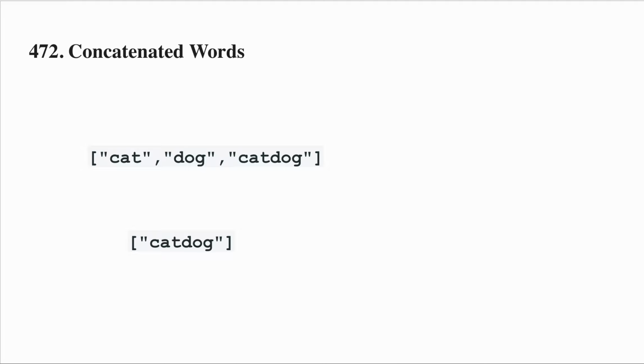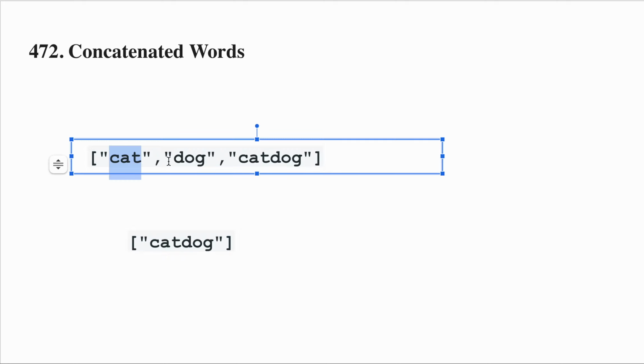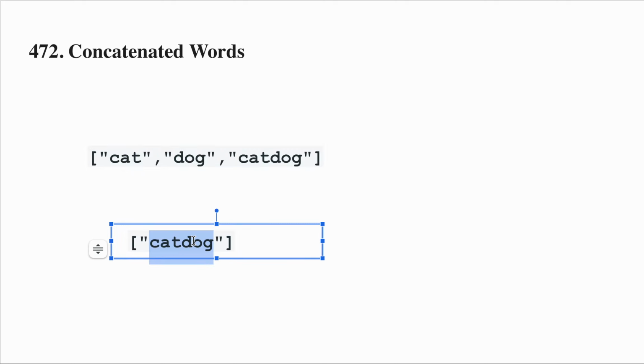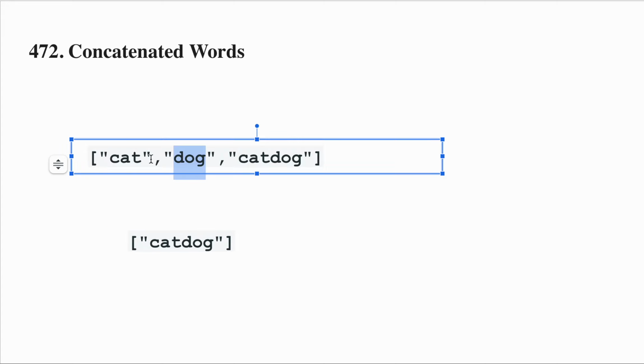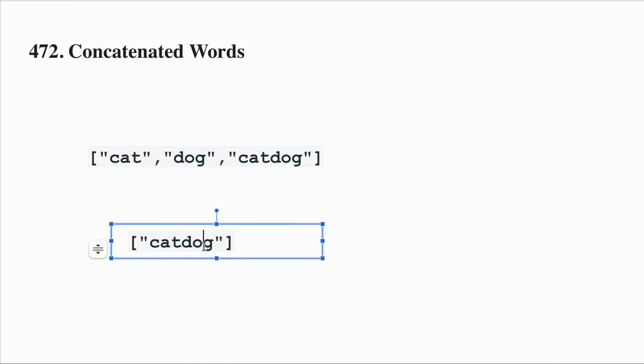In this, what do you have to find? You have to find if a word or a string is the concatenation of other strings. For example, here catdog is the combination of both cat as well as dog. So catdog will be the only answer. Dog is not the concatenation of any two or more strings. Similarly, cat is not, so they won't be in our answer. Just catdog will be in our answer.